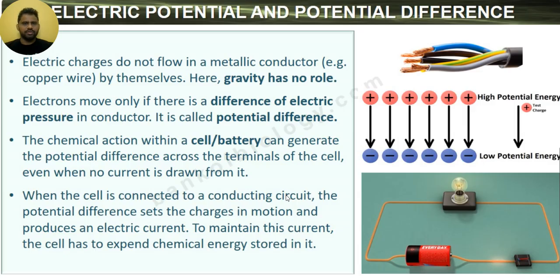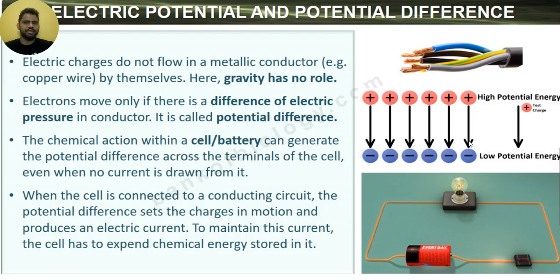Electric charges do not flow in a metallic conductor by themselves. Here gravity has no role. Wherever there is a high potential energy and a low potential energy, the flow of electric charge will be from high potential energy to low potential energy. There is always a potential difference created, because of which the current flows. So current always flows from high potential energy to low potential energy.